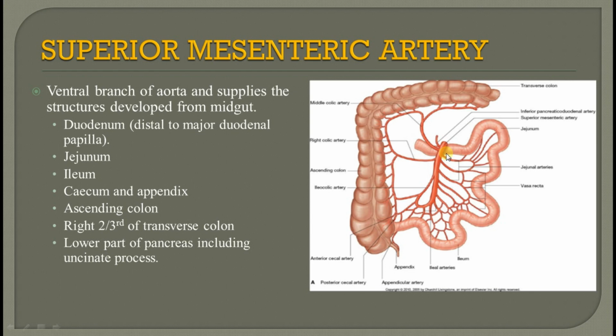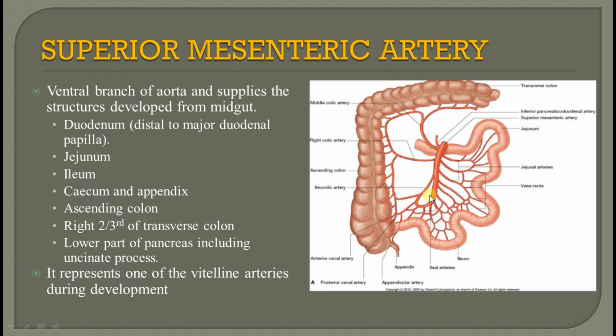It is the principal artery of the midgut. So naturally it supplies the lower part of the duodenum, the lower half of the second part. From there, the whole of the duodenum, jejunum, ileum, cecum, appendix, ascending colon and right 2/3 of the transverse colon. All these are developed from the midgut, so the artery of the midgut is the superior mesenteric artery. Even during development, the rotation of the midgut, which takes place 270 degrees anti-clockwise, the axis for rotation is also this superior mesenteric artery.